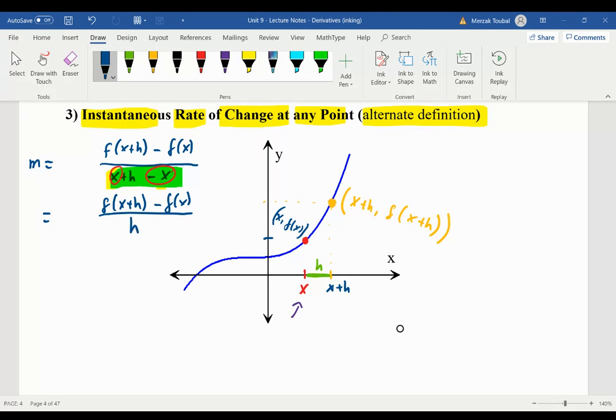But what is h? h is the distance between, or the change, if you wish, the change that took place at that instant. And we want this change, as we said, to approach 0. So it means I need to add the concept of limit as h approaches 0. So limit as h approaches 0. And this is the alternate formula to find the slope at an instant. So let's scroll down.